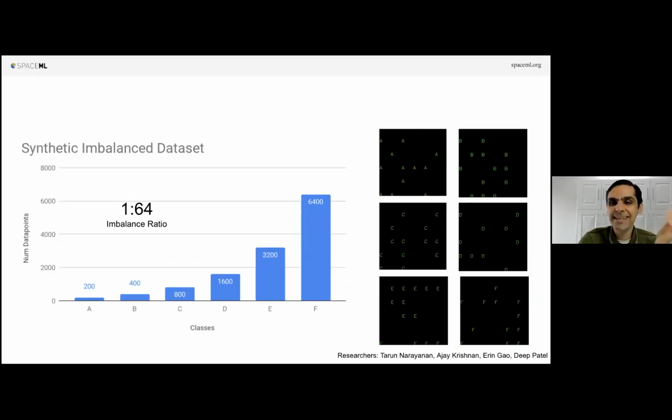Another thing, necessity is the mother of invention. When you take an imbalanced data set, training a network is very hard. So here's an example. We took A, B, C, D, E, and F, and we gave 200 examples, 400 examples, 800 examples, all the way to 6,400 examples, right? So it's a 1:64 imbalance ratio at the end, and trained a supervised model. Supervised model, this is as good as life gets.